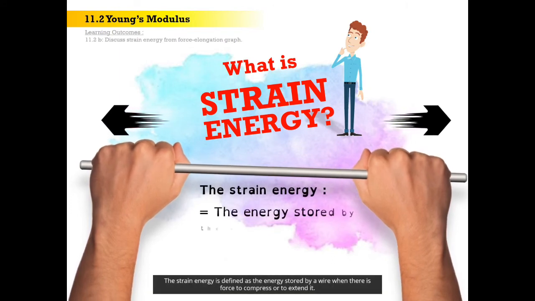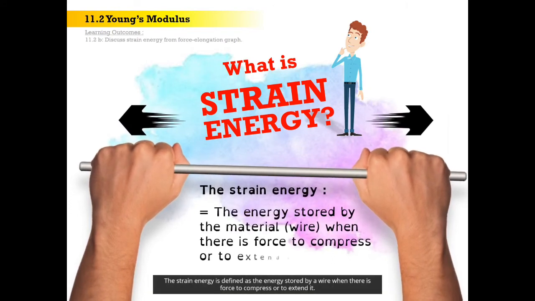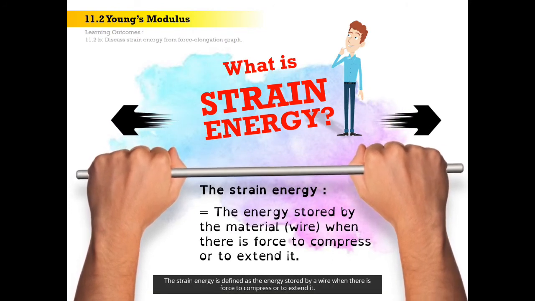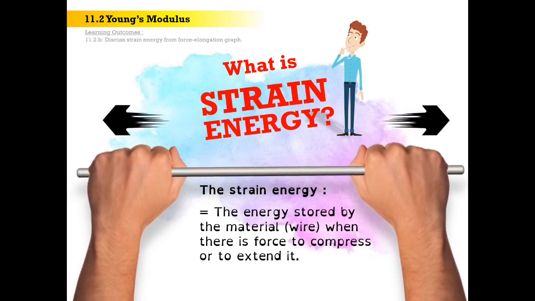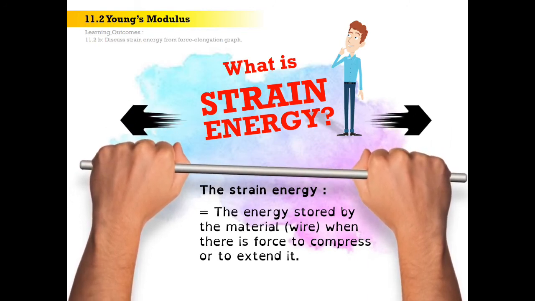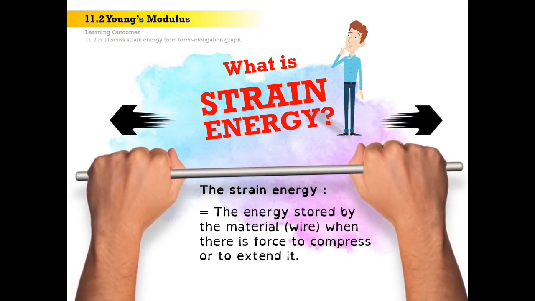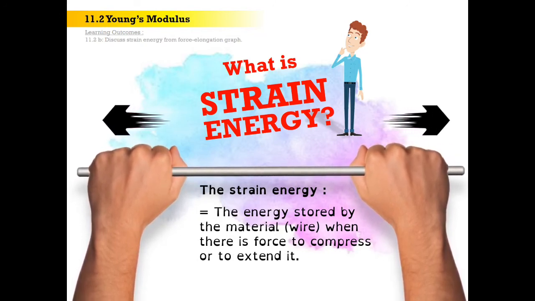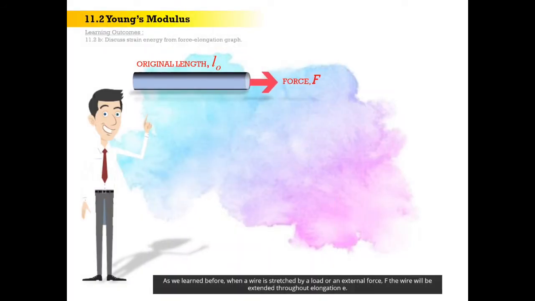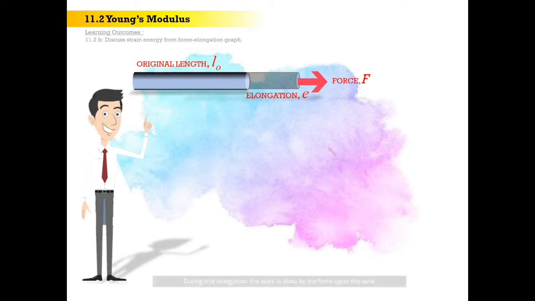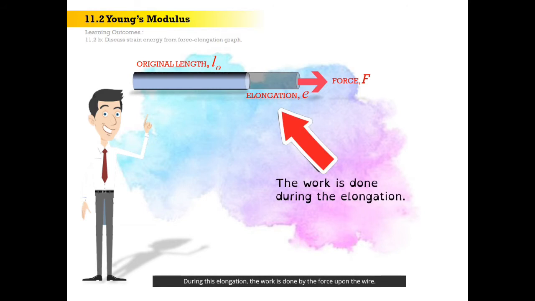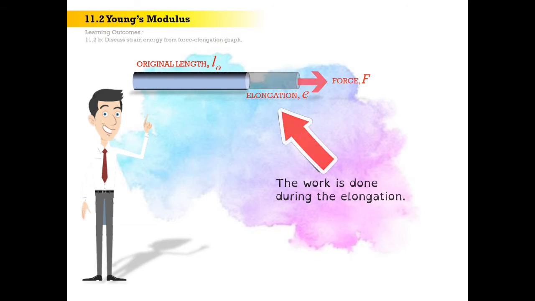The strain energy is defined as the energy stored by a wire when there is force to compress or to extend it. As we learned before, when a wire is stretched by a load or an external force F, the wire will be extended through the elongation e. During this elongation, work is done by the force upon the wire.